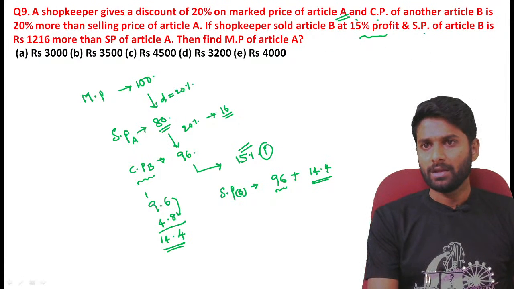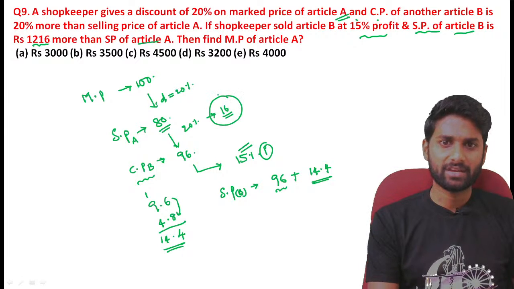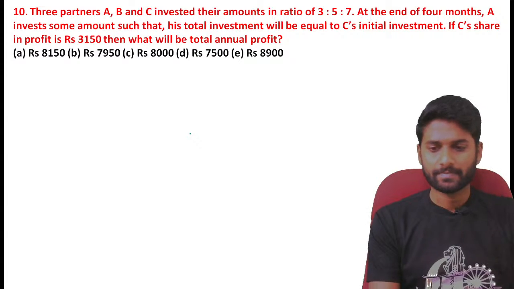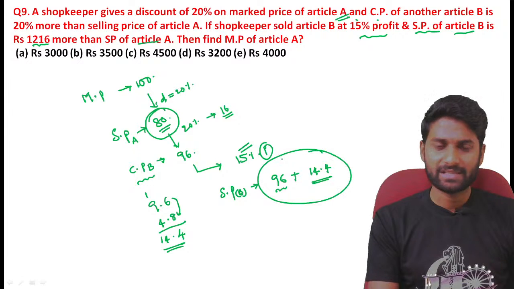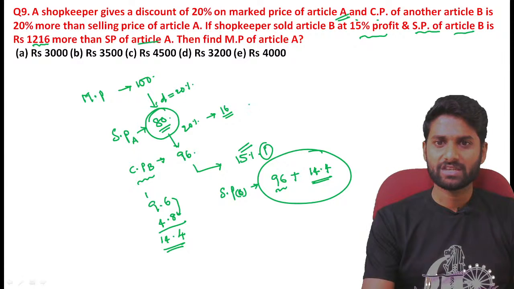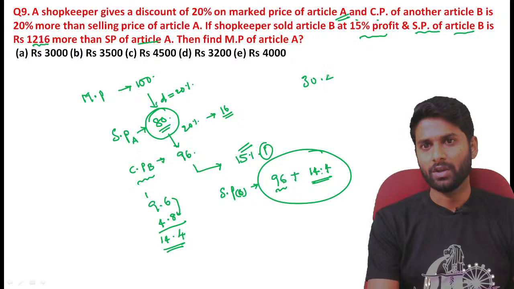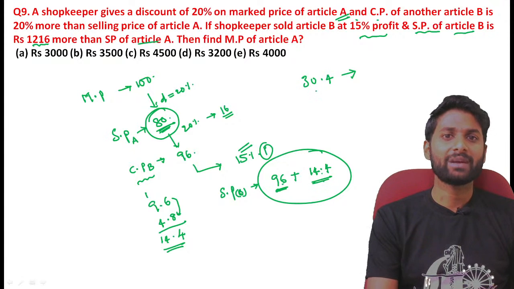See, the selling price of article B is 1260 rupees more than the selling price of A. Now the selling price of A is equal to 80. Selling price of B is equal to 96 plus 14.4. Now what is the difference here? The difference between 80 and 96 is 16. So 16 plus 14.4, the value becomes 30.4.